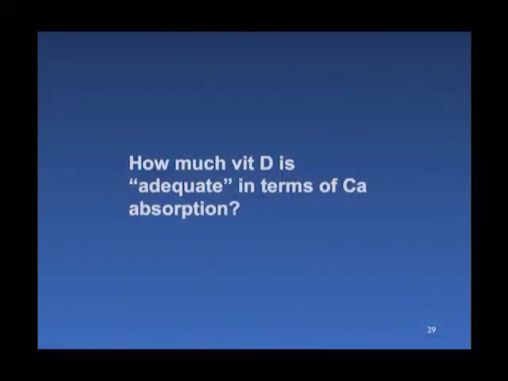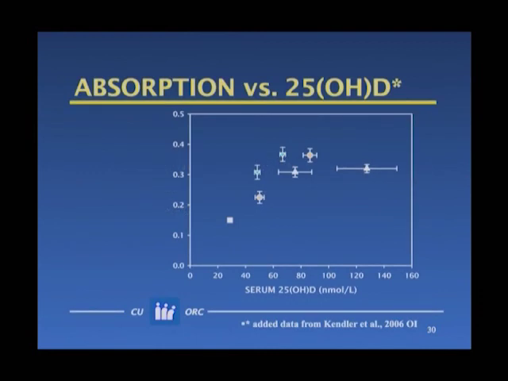Now, how much is adequate in terms of absorption? Here are some data, probably the only data in the world that'll look seriously at the relationship between serum 25-D and calcium absorption fraction. And you see here that we've got two sets of studies, this one from my laboratory, this one from another group. And you see that absorption fraction rises as vitamin D status improves. It doesn't take a lot of imagination to see that there's kind of a threshold effect there.